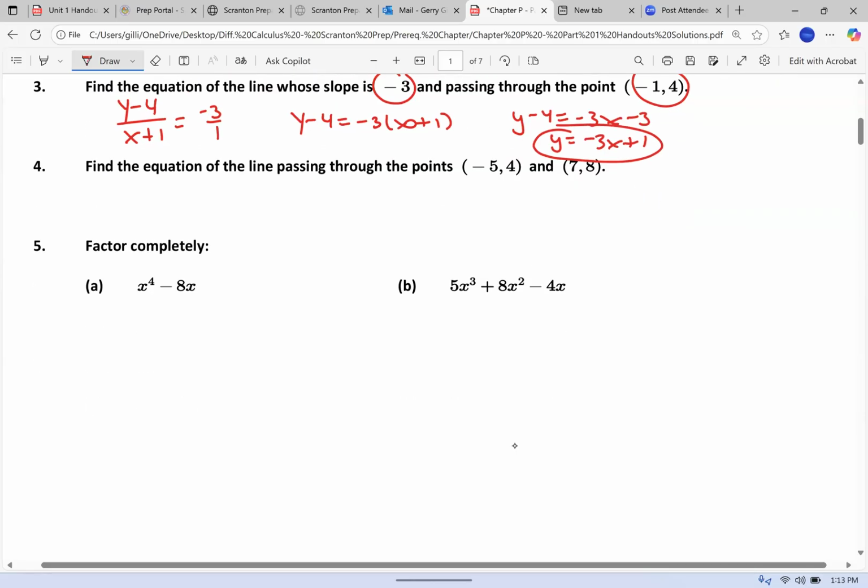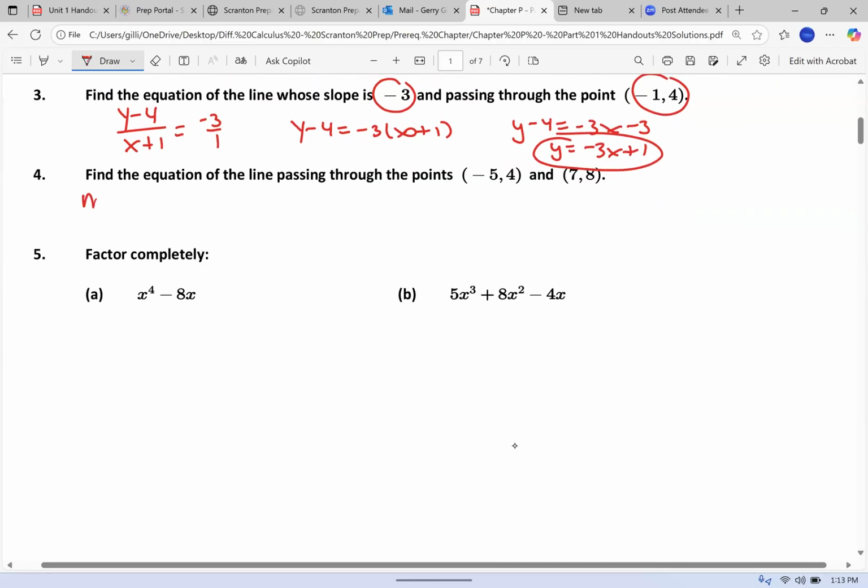In number 4, I need to first find the slope. So the slope is the change in y's over the change in x's. So the slope is 4 minus 8, change in the y's over the change in the x's. So this is going to be negative 4 over negative 12, which equals 1/3.